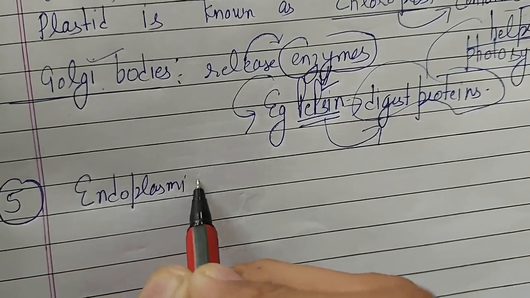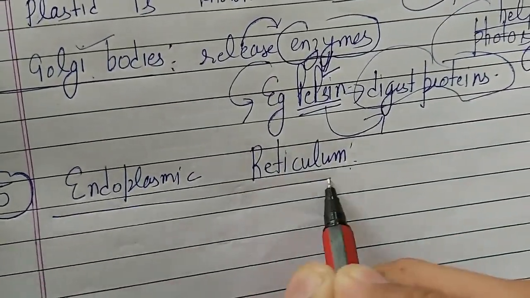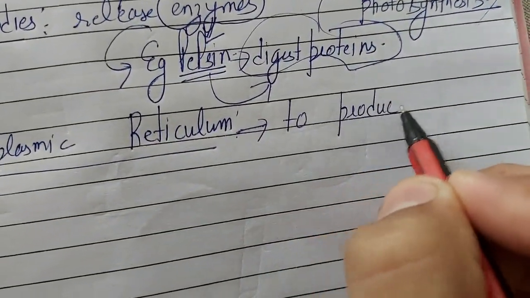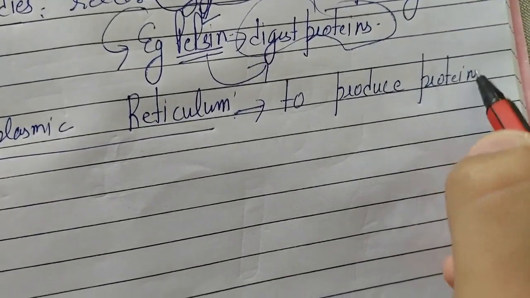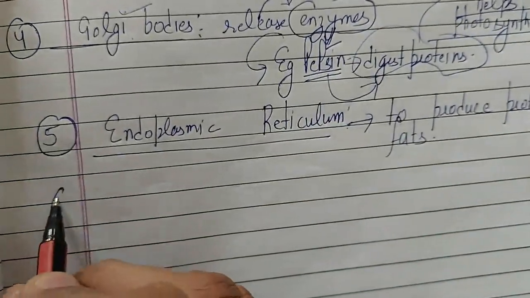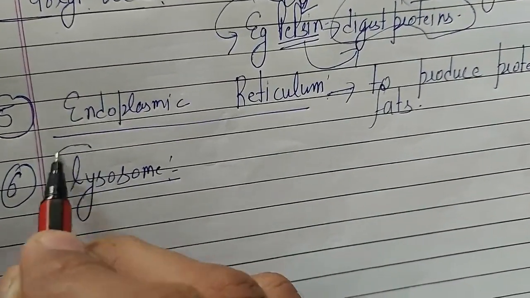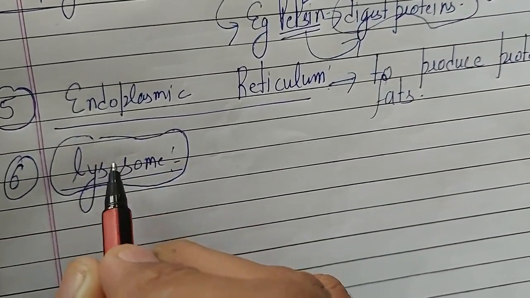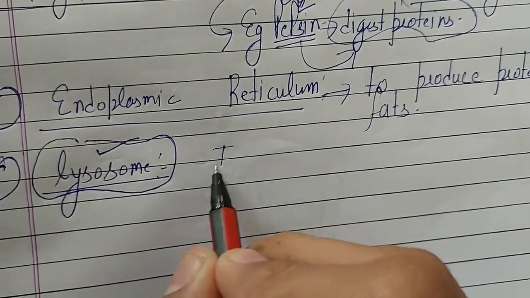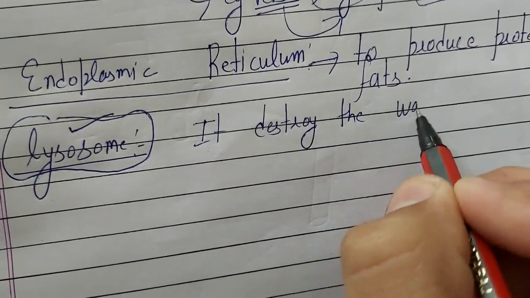endoplasmic reticulum. This organelle is present both in plant cells and in animal cells, and its main function is to produce proteins and fats. You have studied in lower classes what proteins and fats are. And the sixth organelle is lysosome. When a cell becomes dead, the waste material of that cell is destroyed by this lysosome. So it destroys the waste material of the dead cell.